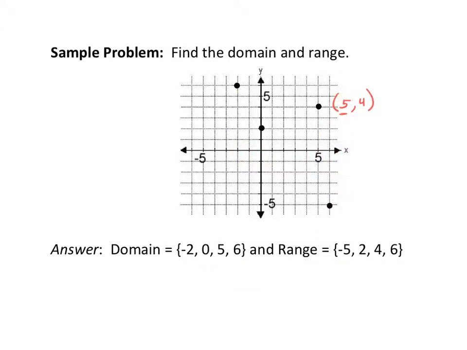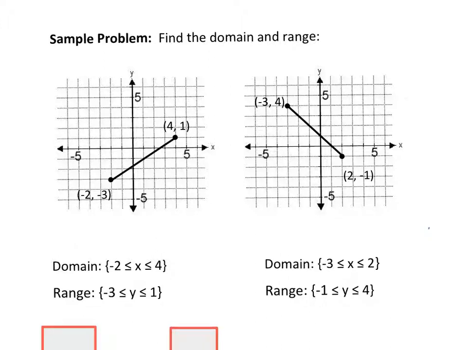Now let's look at the range. The range is the y coordinates. So for this point, the range would include the number 4. Well, that's because this point is directly across from the number 4 on the y-axis. This point is directly across from the number 6 on the y-axis. This point is right on the y-axis, and that's a value of 2. And this point down here is straight across from -5. So I'm using -5, 2, 4, and 6. So those are the numbers that are listed for the range.